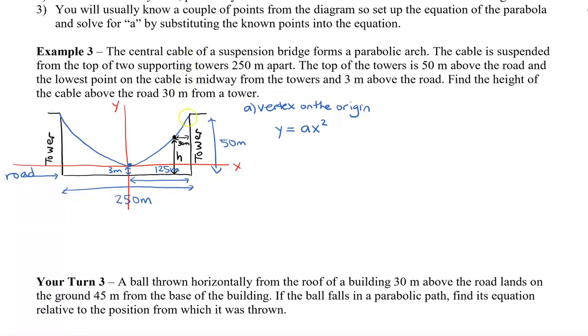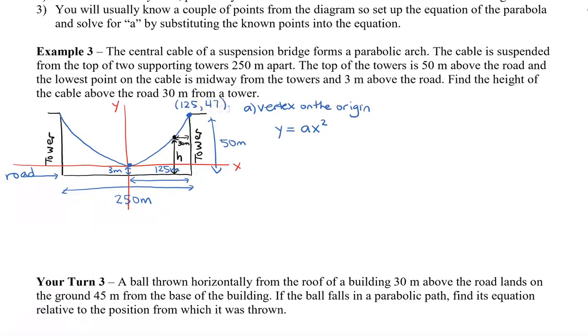Now, we do know this point up here. And the reason that we know that is we know that the horizontal distance from the vertex to the tower is 125 meters. And we also know that the height of the tower is 50. However, since the vertex is 3 meters higher, we're going to have to subtract 3 from the 50, which means that the y value will now be 47.